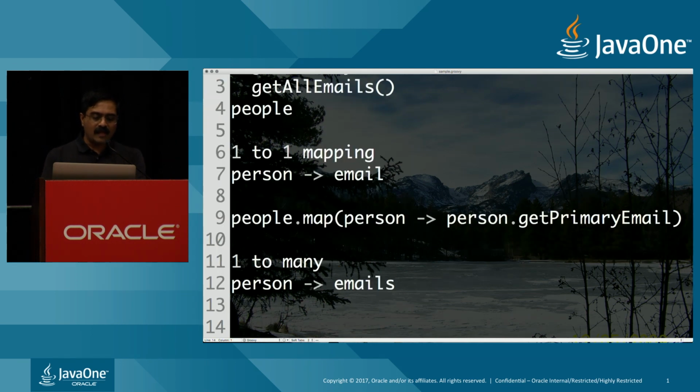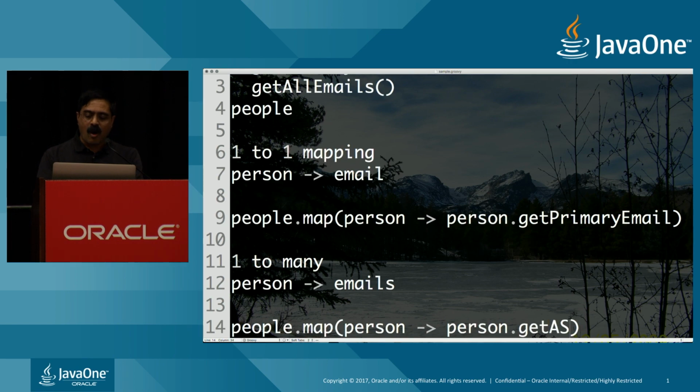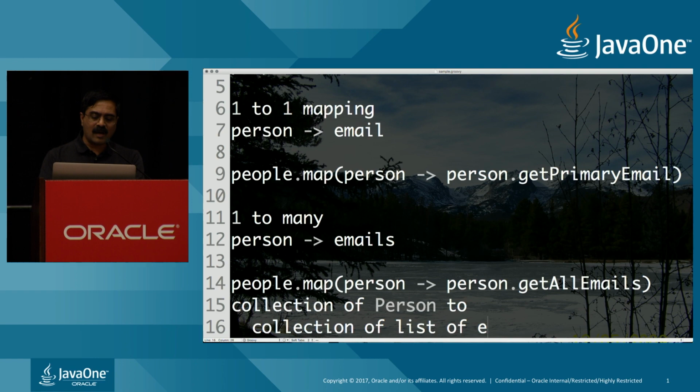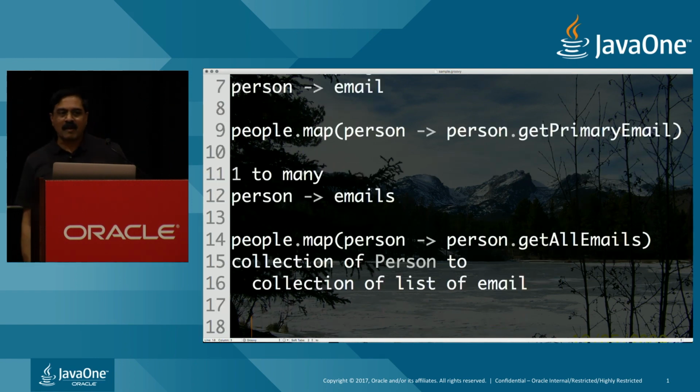emails, not email anymore. If I said people dot map, given a person, person dot getAllEmails, well, what do you get as a result? You go from a collection of person on one hand, to a collection of list of email. Hey, that's not probably what I want.